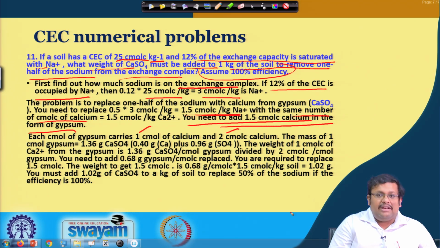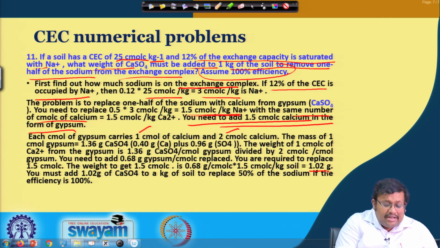So, if we simplify it, we will basically get that we need to apply 1.02 grams of calcium sulphate in this fashion to supply the required amount of calcium to replace half of the sodium in the exchange complex. So, this is how you can solve it. Now, how do we get this 1.02 grams?